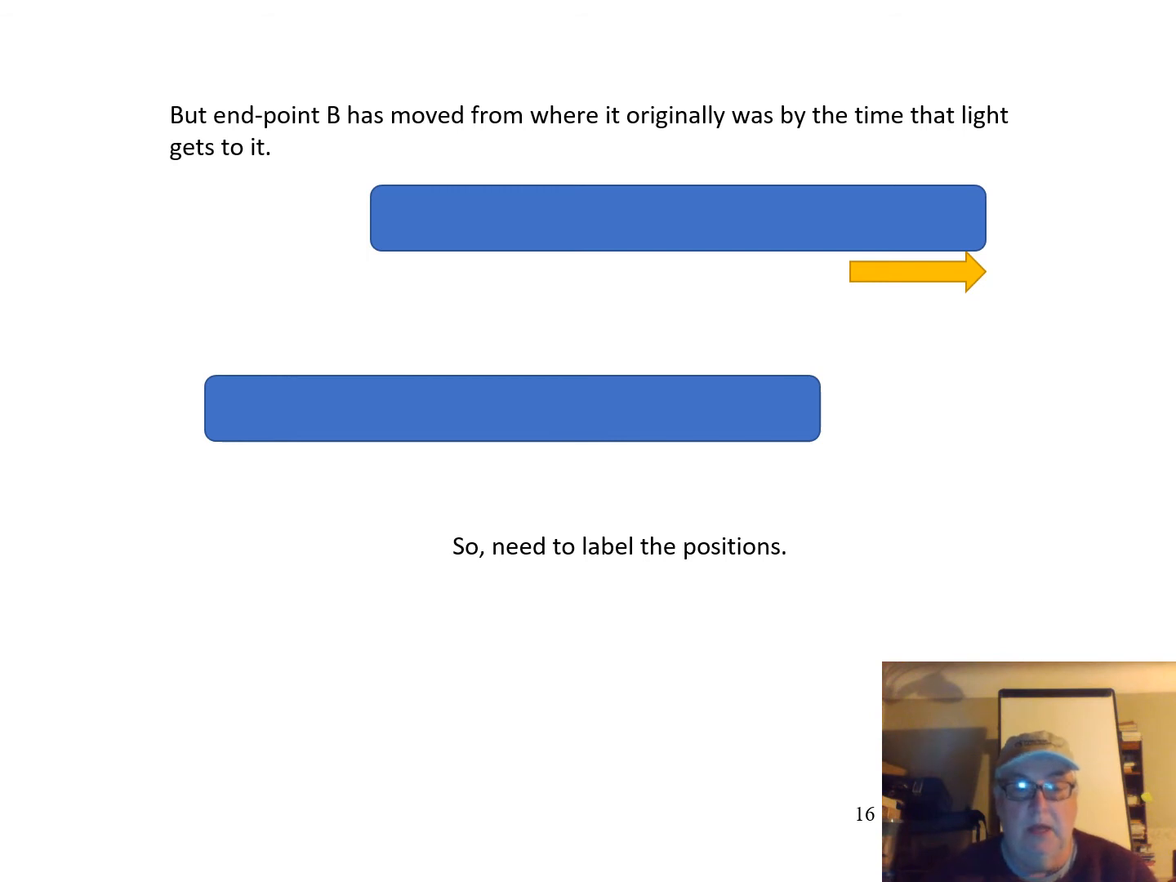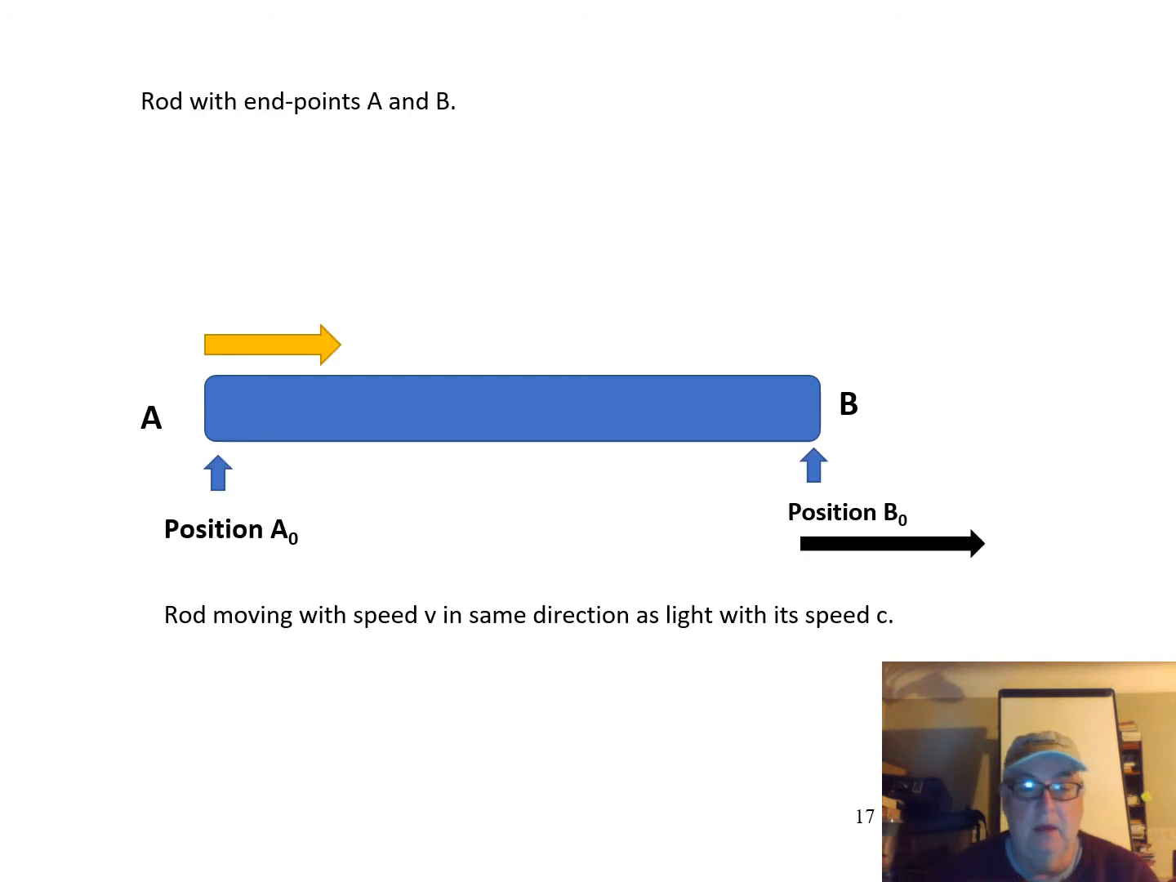But when the light gets to endpoint B, the rod has moved from where it originally was at the time that the light left point A. So we need to start labelling a few positions. The rod has endpoints A and B, and the light leaves endpoint A when it's at position A subscript 0, and during that the endpoint B is at position B subscript 0.